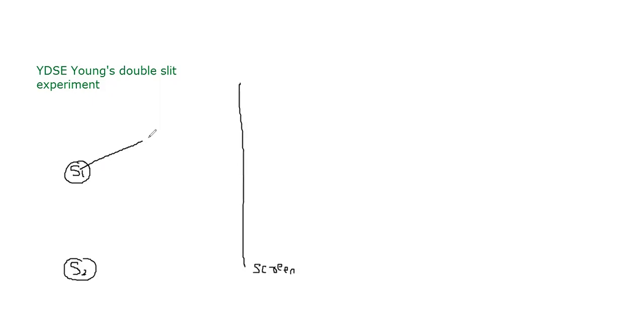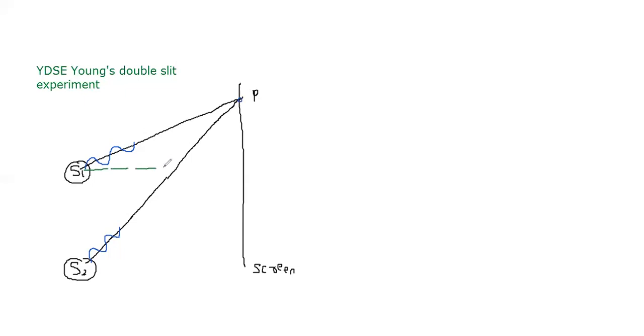So from S1 light is reaching the point P. From S2 also light is reaching the point P. So from S1 light is coming and reaching the point P. From S2 light is reaching point P. So at point P, what are the two waves going to do? They are going to interfere.